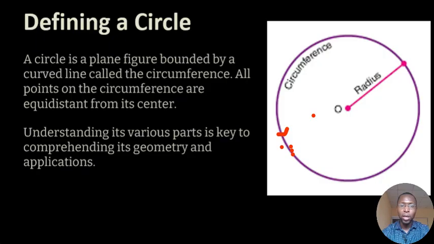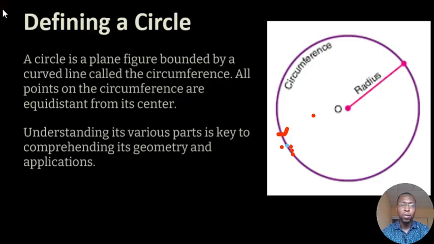All right, let's use another color. Okay, so each of these points on the circumference are equidistant from the center of the circle. That is what makes a circle. Each of the points on the circumference are equidistant from the center of the circle.